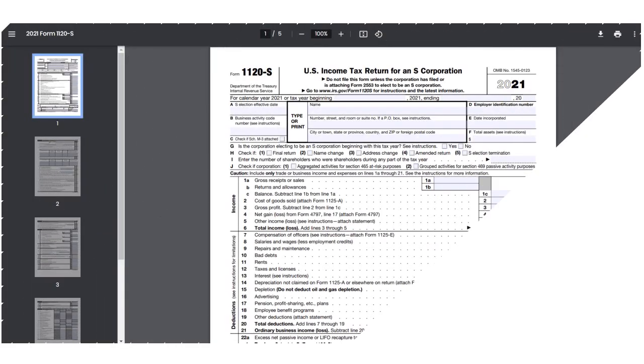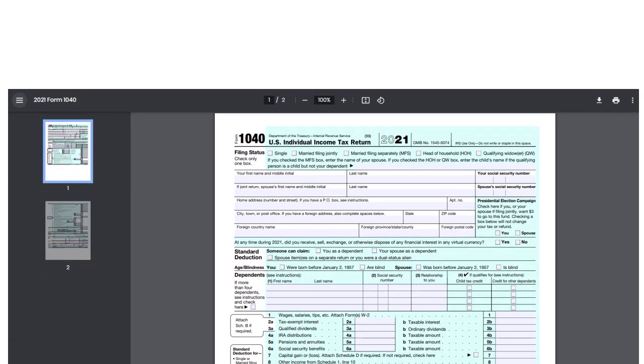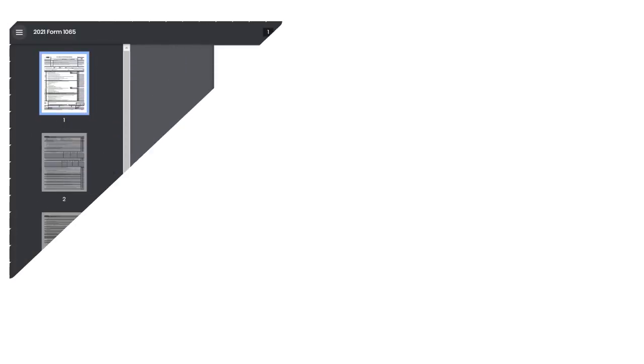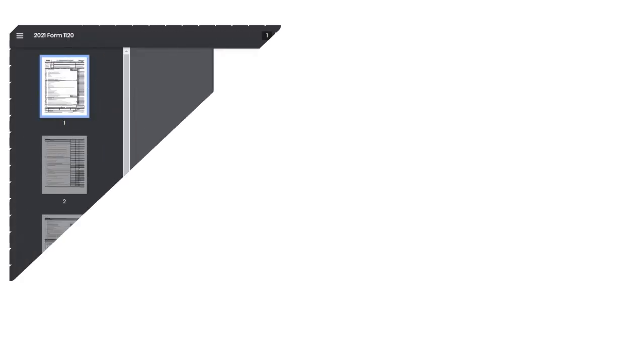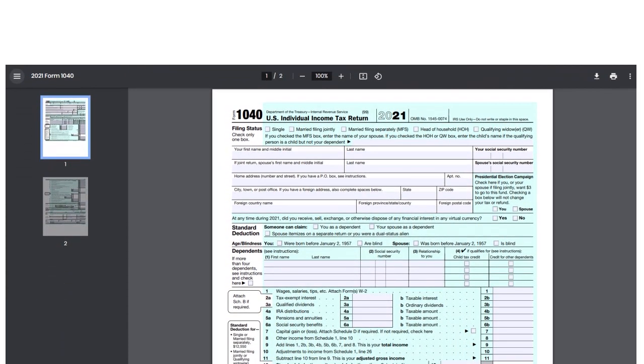You have to think also about Form 1120S and Schedule K-1. And for the LLC, if you're indeed a single member LLC, you only have Form 1040 and Schedule C. And if you're a multi-owner LLC or partnership, you have Form 1065, Form 1120, and Form 1040.